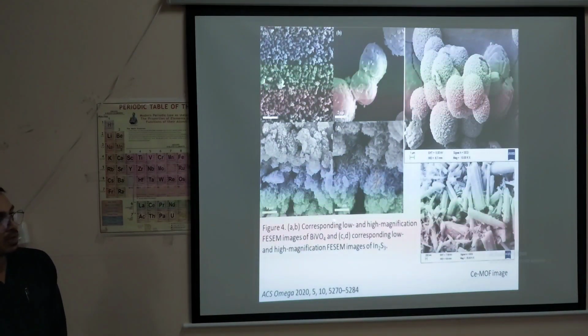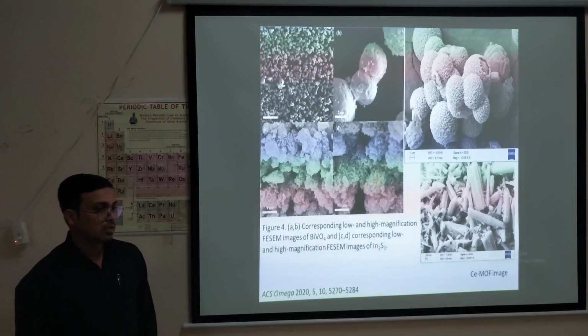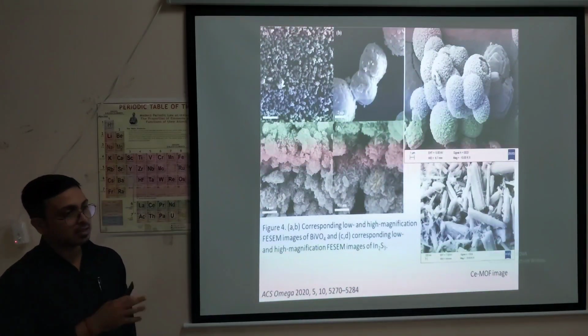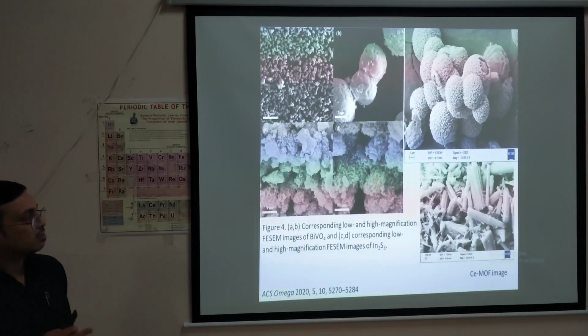This system has been reported by our group. These are the low and high magnification FECM images of bismuth vanadate, and the corresponding low and high magnification images of indium sulfide. These two are indium sulfide. Vasudev Boral, a fellow, worked on this. He got his PhD and is now doing something else. So he made this system.